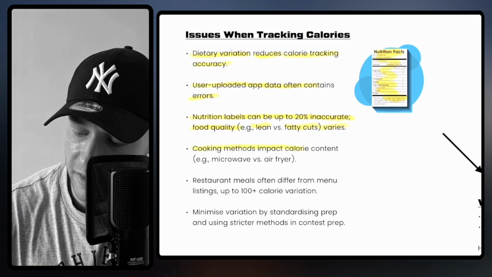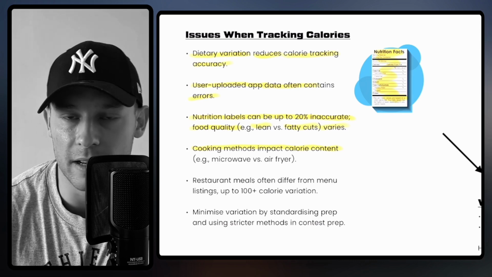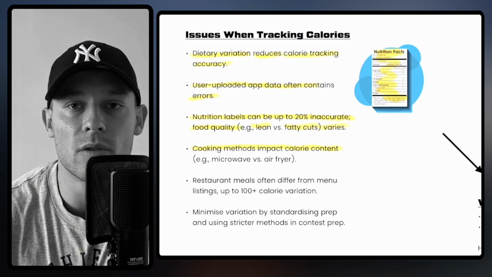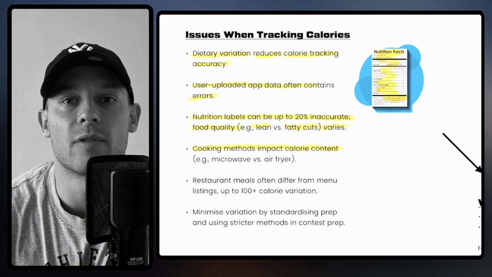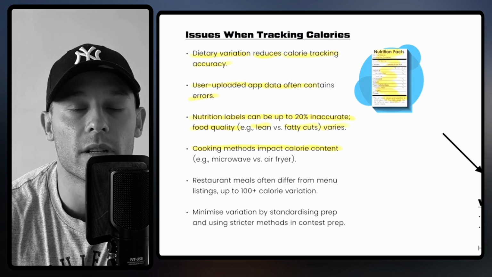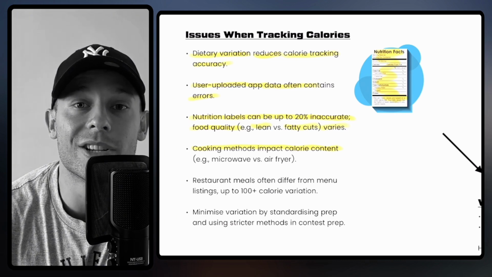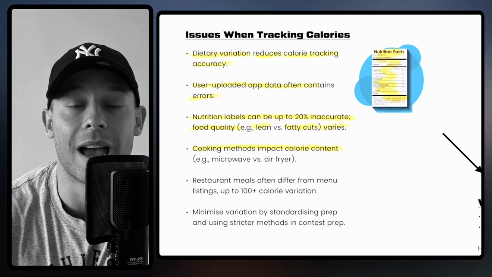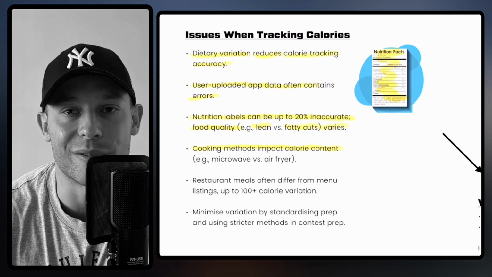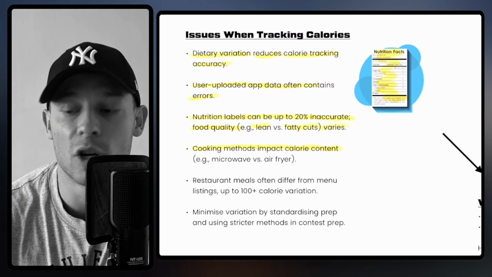Number 4, cooking methods will impact your calorie content. Now, the best way that I can show you this is if you grab some rice or potato, or perhaps if you're weighing food uncooked, well, once you then weigh it cooked, there's been a manipulation in terms of water either added or subtracted from that food in the cooking process. So I would always recommend that you weigh your food uncooked.